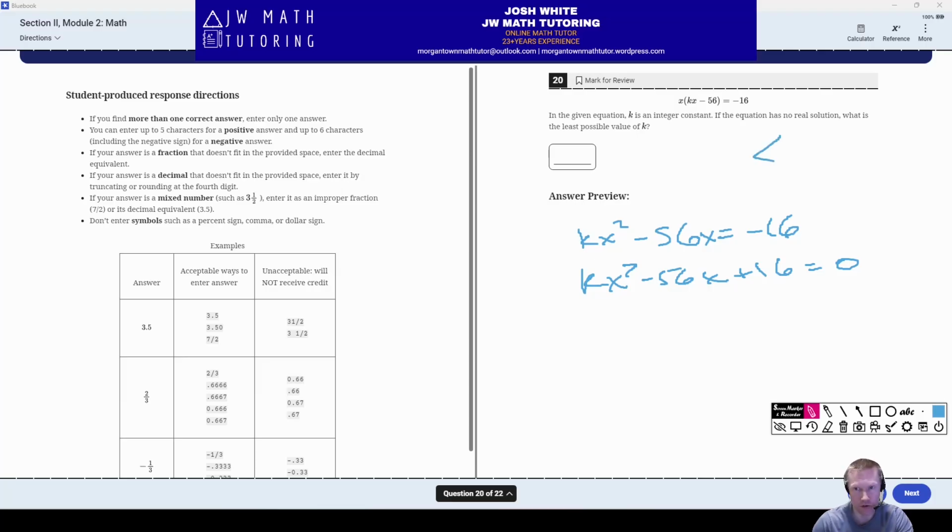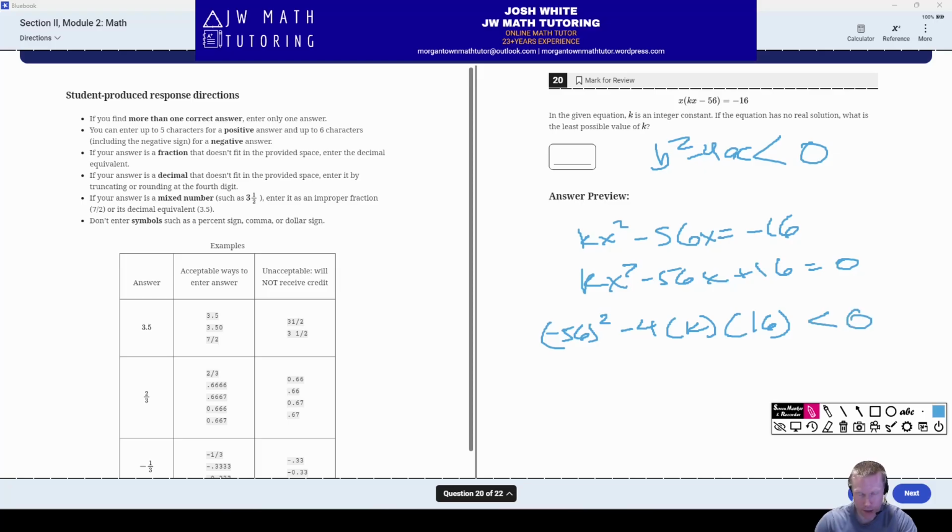That means that the discriminant is less than 0. Remember the discriminant from the quadratic formula, b squared minus 4ac. So we need to go ahead and set this up. We need to set it less than 0. So b squared is going to be negative 56 squared minus 4 times a times c. And again, that's all less than 0 because there is no real solution.